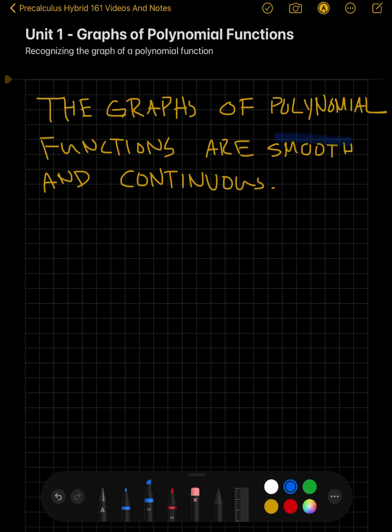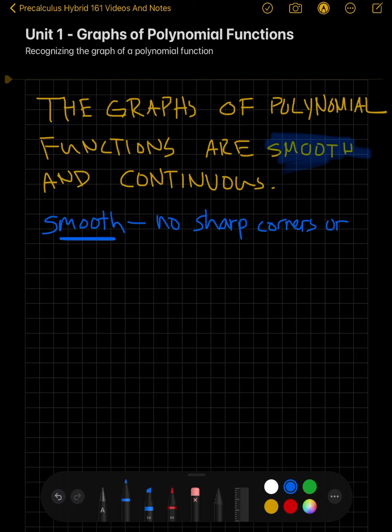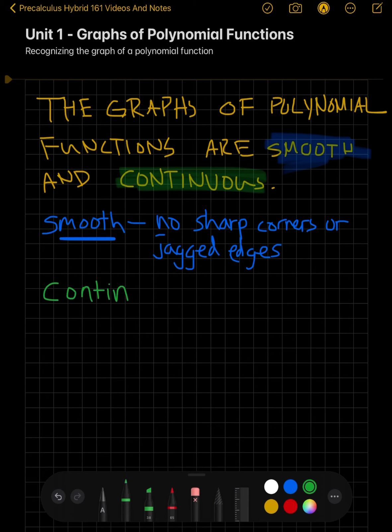When I say that the graph is smooth, what I mean is that there are no sharp corners or jagged edges. And what do I mean by continuous? What am I saying when I say that this is a continuous graph? By continuous, what I mean is that there are no breaks or gaps in the graph.